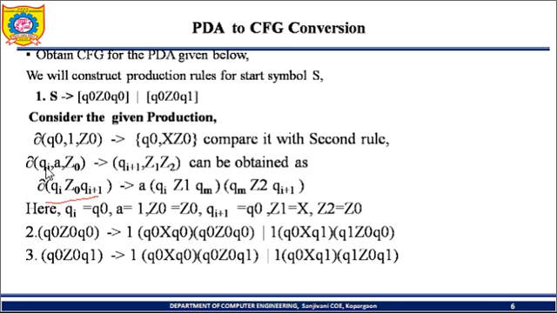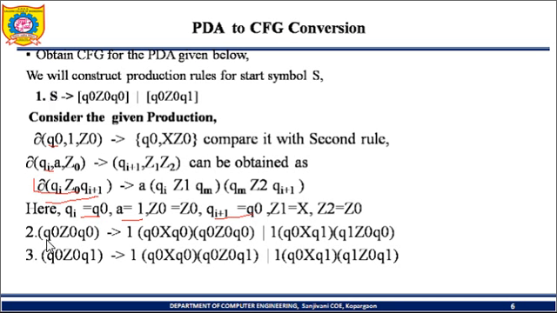So here, Qi is Q0. Next, A is 1. Z0 is Z0. Next, Qi+1 is also Q0. So here we have written it, and next Z1 is nothing but X and Z2 is nothing but Z0. Its equivalent will be obtained in this way. So this is the first production rule for the CFG.